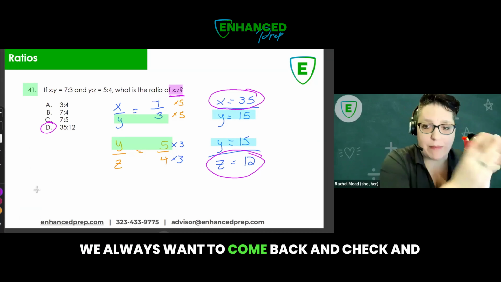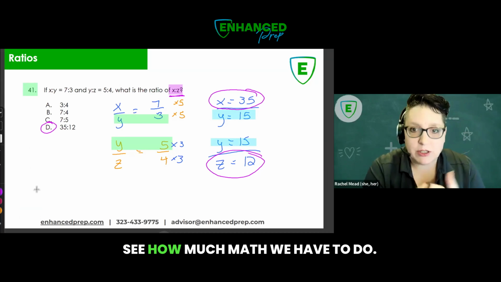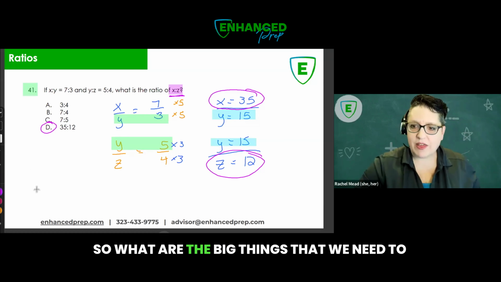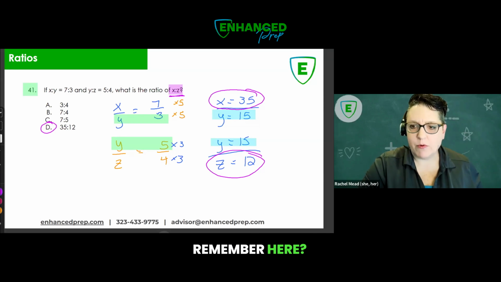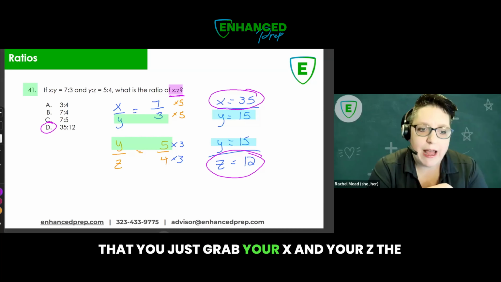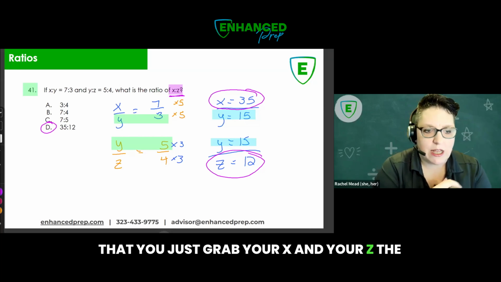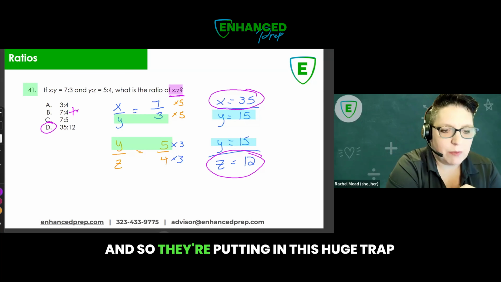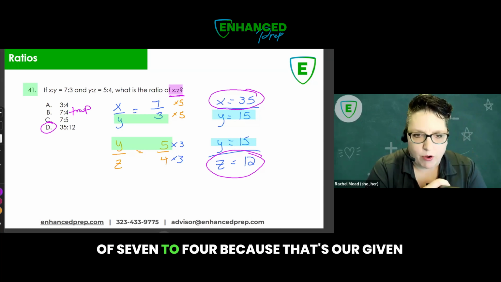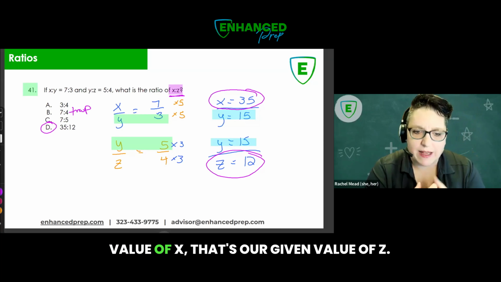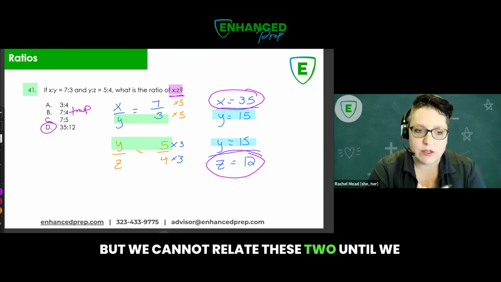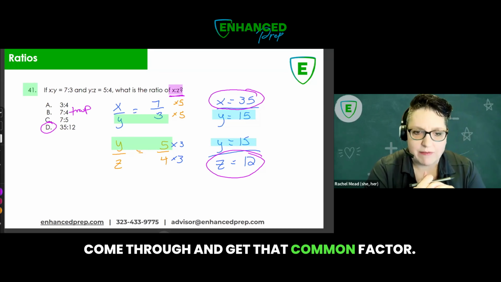We always want to come back and check and see how much math we have to do. And in this case, very little. So what are the big things that we need to remember here? Remember that the test writers are hoping that you just grab your x and your z the way they are. And so they're putting in this huge trap answer for you of 7 to 4, because that's our given value of x, that's our given value of z. But we cannot relate these two until we get that common factor.